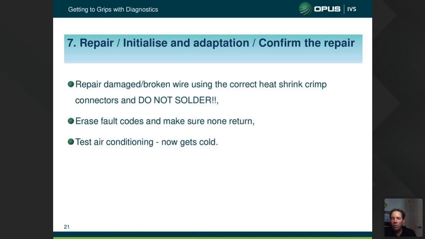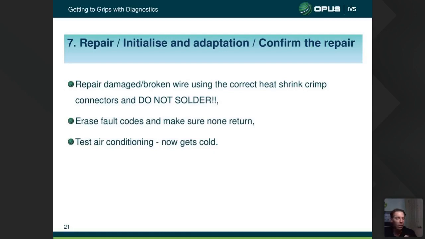All right, repair initialize. Okay, repair the damaged wire using the correct heat and crimp connectors. Do not solder. Interesting that they want us to do that. But then again, manufacturers are telling us not to solder wires because apparently we can't do it properly. We can't do it to their standard. Erase fault codes, make sure they don't return.